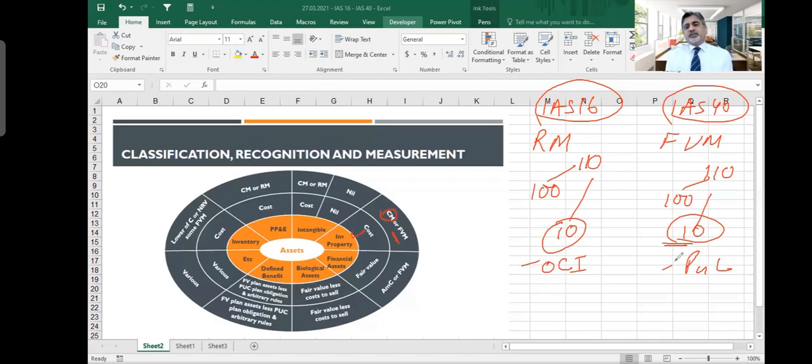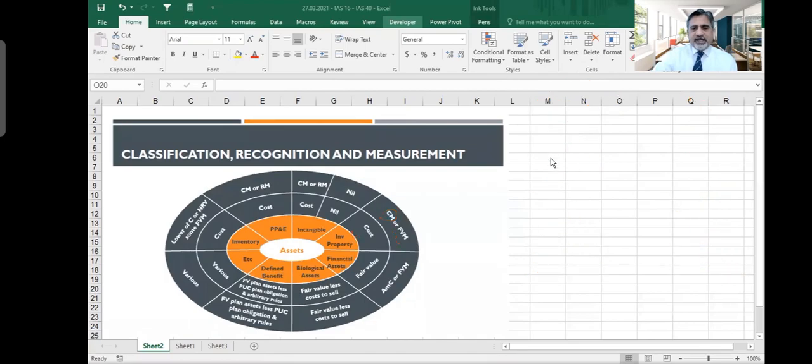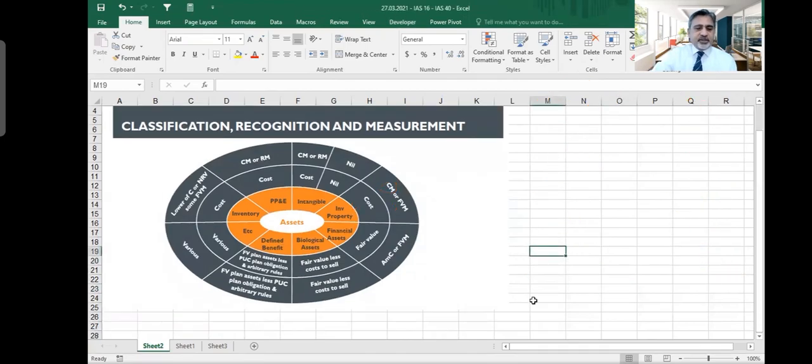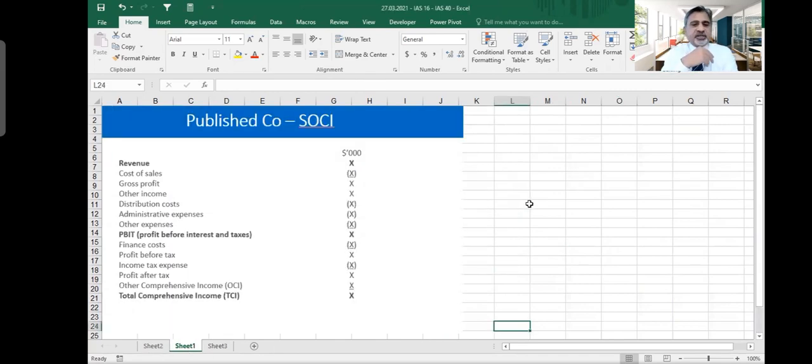The second question is why the IAS 16 gains and losses are shown in OCI, and the IAS 40 gains and losses go into P&L. For this, let me share one more slide. I have a separate lecture on the structure of the statement of comprehensive income, which I explained in one of my previous lectures. That's a 30-minute lecture, very important.